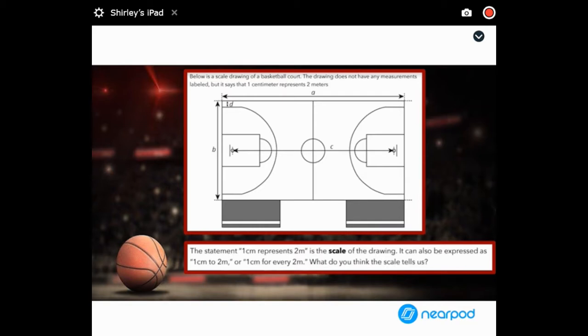So we're looking at this scale drawing. We have that 1 centimeter represents 2 meters. Take a minute to think about what that tells us about the picture. I'm going to leave this up for a minute so you can formulate your thoughts before I change it. The scale can also be expressed as 1 centimeter to 2 meters, or 1 centimeter for every 2 meters. What does that tell us about the picture? Take a minute to think about your answer, and then I'm going to switch the slide to let us type it in.